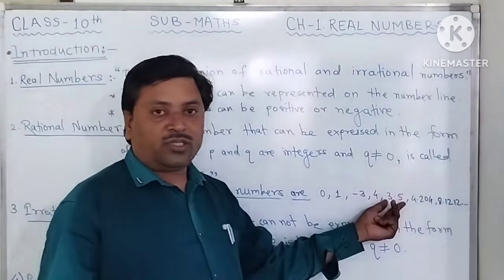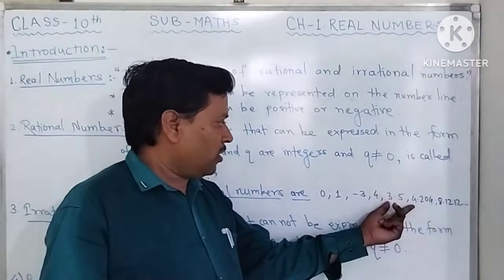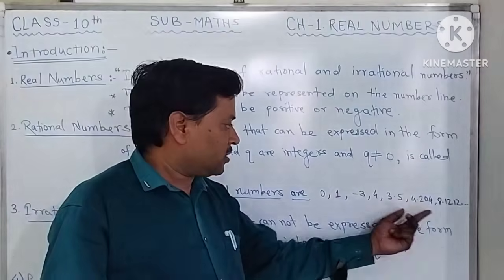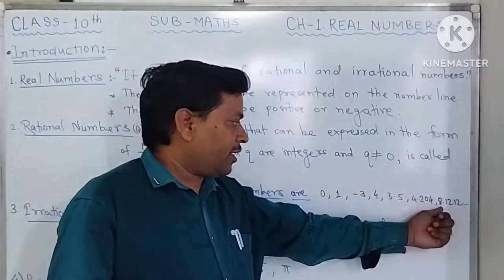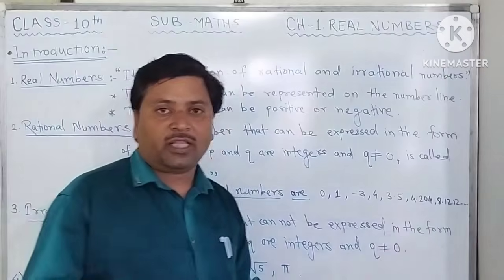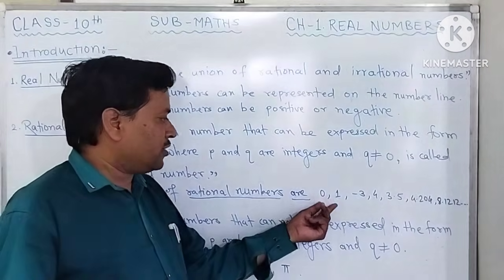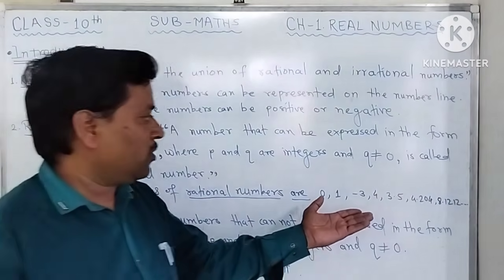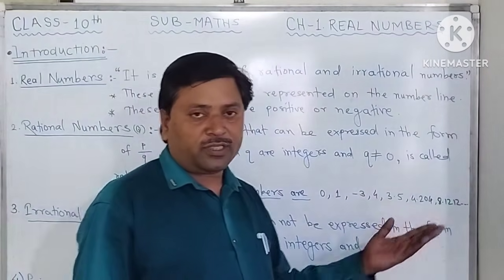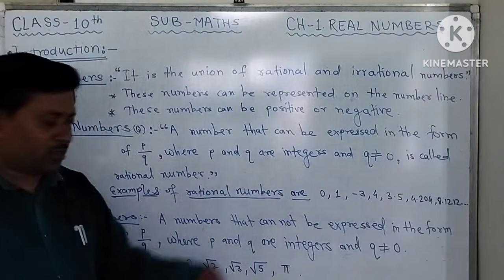Then 3.5 is a terminating decimal number, and 4.20 is also a terminating decimal number. And 8.21212 is a non-terminating decimal number. So natural numbers, whole numbers, integers, terminating decimals, and non-terminating recurring decimals are the examples of rational numbers.